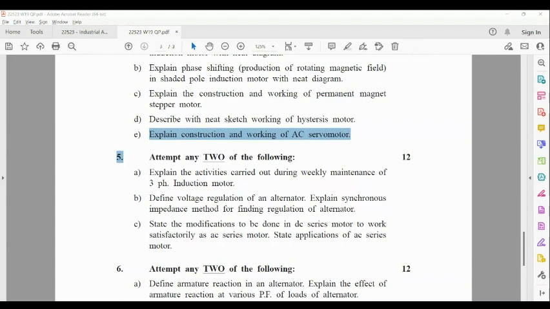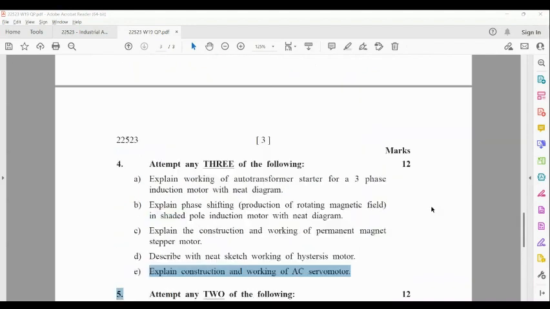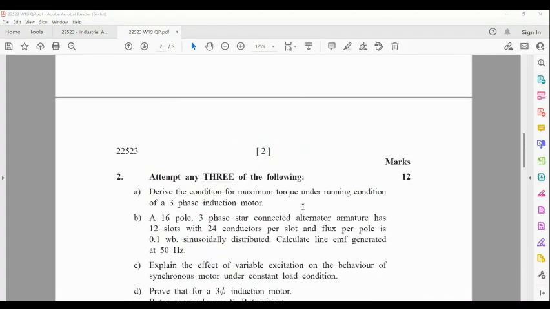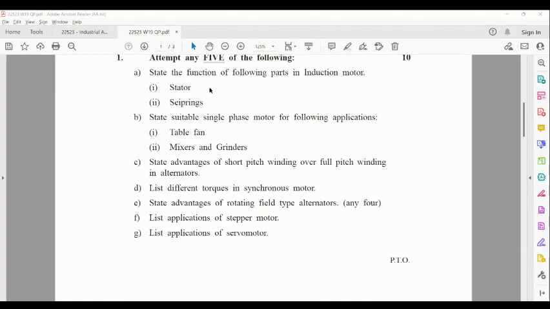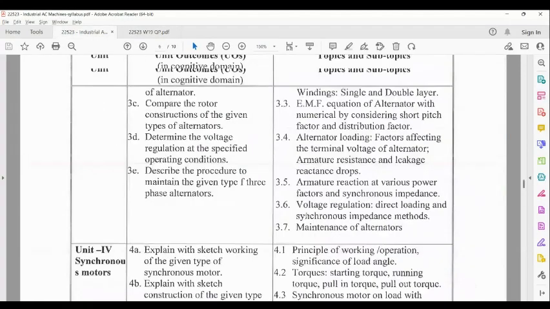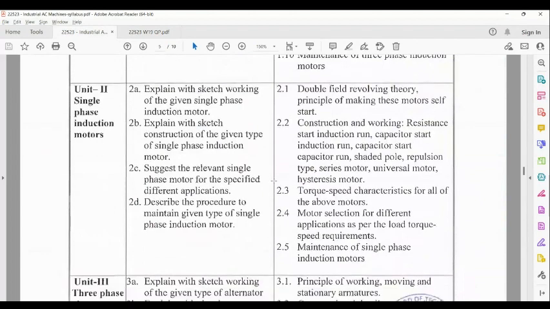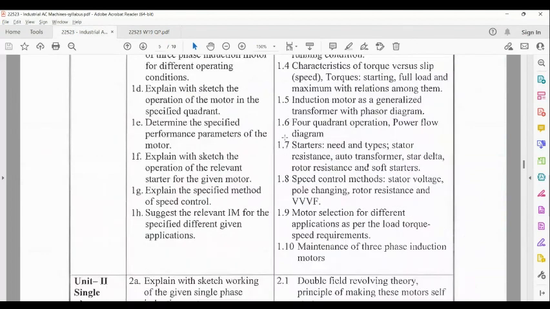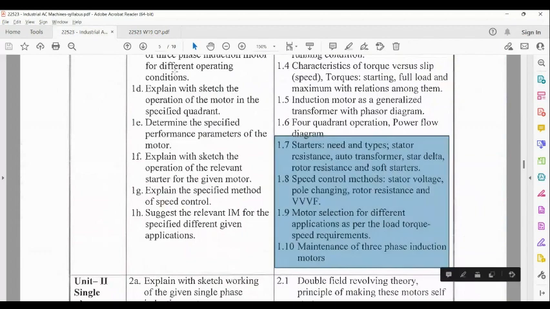Okay, so if you concentrate on the second unit and last unit theoretical part, and if you prepare the theoretical parts, which are easy in the whole curriculum, then you can easily score 40 to 45 marks. Okay, so now concentrate on the easy theoretical parts, which we have discussed in the first unit. Let us consider the starter, speed control, etc.